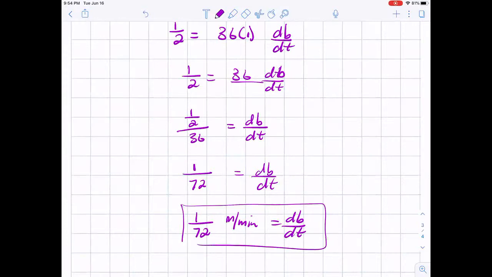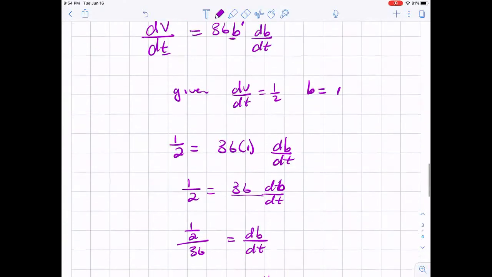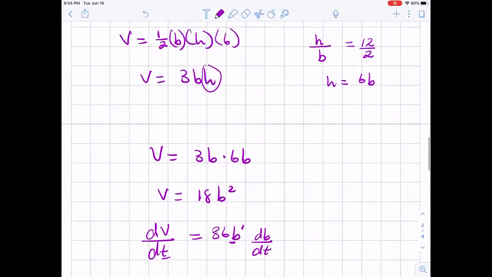Okay, and once you have an understanding of the picture of the problem, I think it makes more sense. Okay, I hope this was helpful to you.